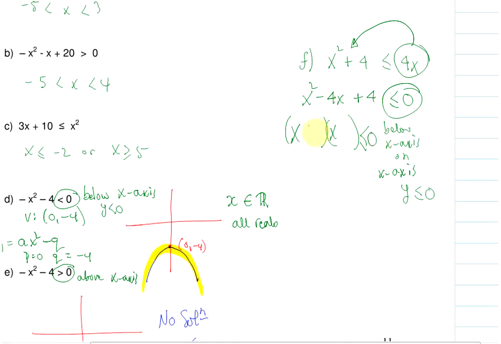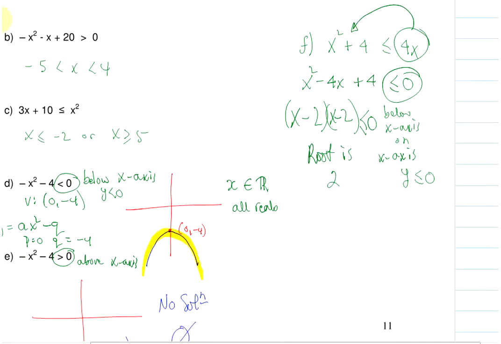And the factors of 4 that will give you 4 are 2 and 2. We want minus 2 and minus 2. And notice we've got two equal factors, so our root is 2. All right, so let's graph this.